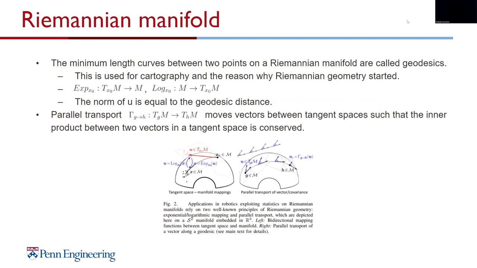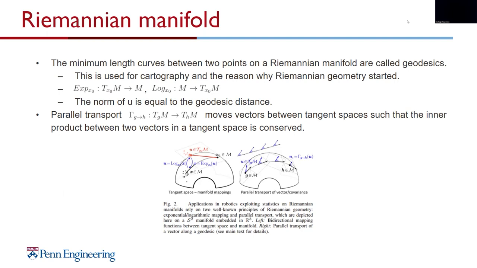Then if you want to do things in the tangent space and go back to the Riemannian manifold, you need a function that lifts up to the tangent space and one that brings it back down to the original manifold, right? Those functions are called the exponential function and the logarithmic function. The exponential function basically lifts the tangent space down into the original manifold, and the logarithm is basically the inverse of that.